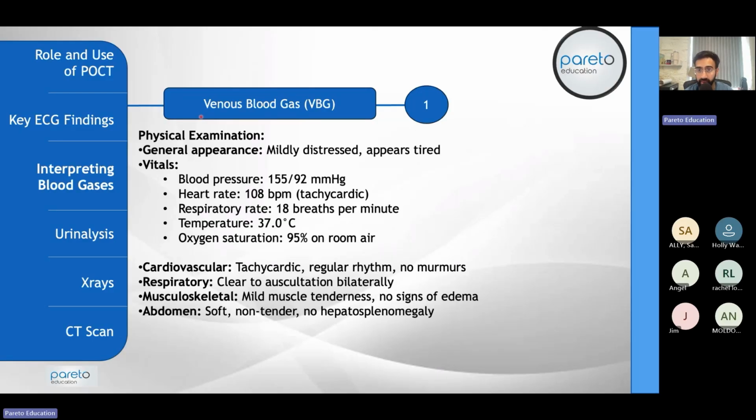You've examined them further. So tachycardic, regular rhythm, respiratory exam is clear, musculoskeletal exam is just mild muscle tenderness, and abdomen is soft and non-tender. And you decide to do a venous blood gas.